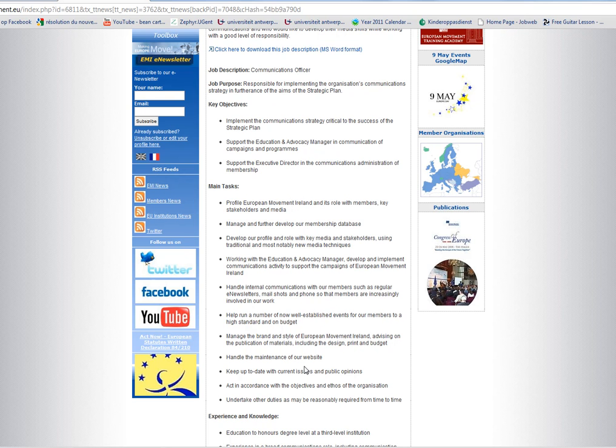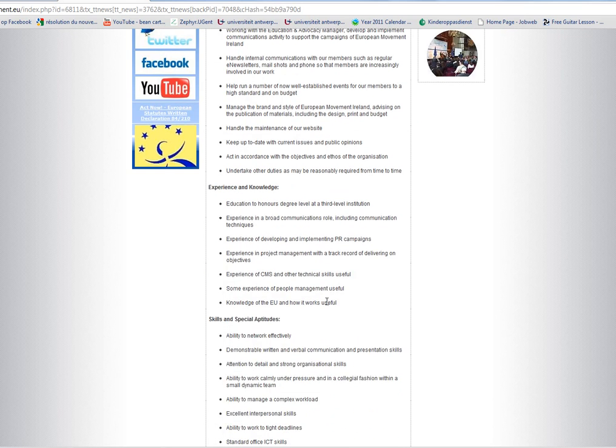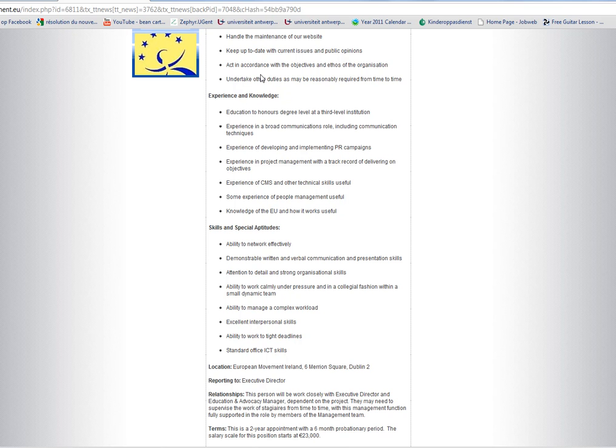In a second phase within this job ad, we get to you, the applicant, what kind of experience and knowledge is needed, and again we get a bulleted list where you see education, experience, etc., some experience and knowledge, followed by skills and special aptitudes with, again, a bulleted list. So seemingly they're very specific requirements.